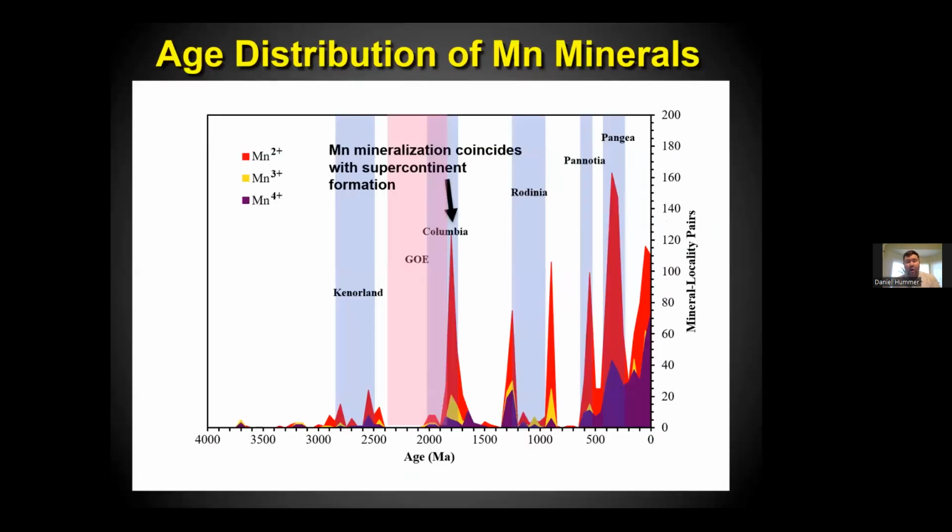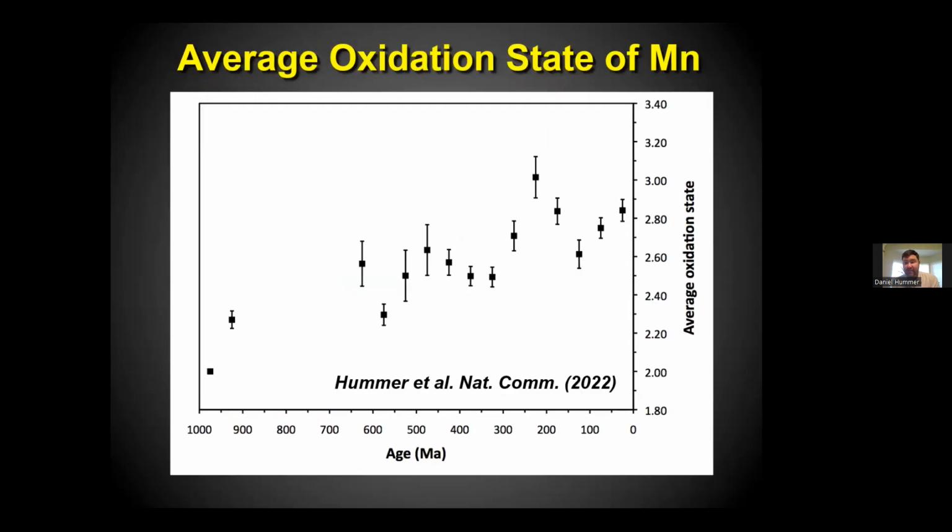If we take all of these minerals and we put them into time bins and we average the oxidation state of the manganese, then you can develop a graph that looks like this. And this is something that I just published in Nature Communications last year. And you can see that early on, about 1 billion years ago, we see lower values of the manganese oxidation state, values that are much closer to 2.